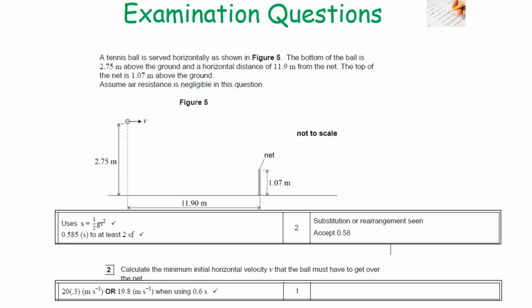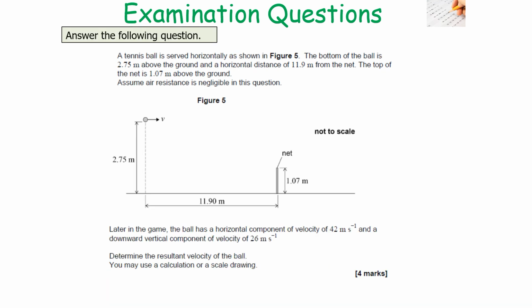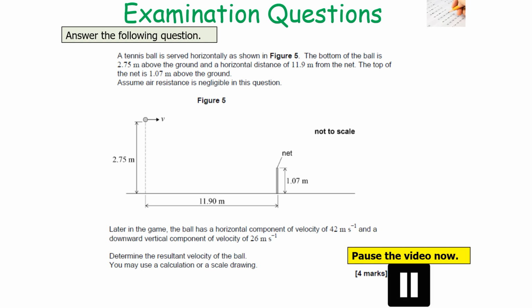Now again, it's very important to note that we can use the equation velocity is displacement over time, because in the horizontal there are no forces acting on the object, so it has a constant velocity. The next question says, later in the game, the ball has a horizontal component of the velocity of 42 meters per second and a downward vertical component of the velocity of 26 meters per second. Determine the resultant velocity of the ball. You may use a calculation or a scale diagram. So pause the video now, then unpause the video when you want to go through your answer.